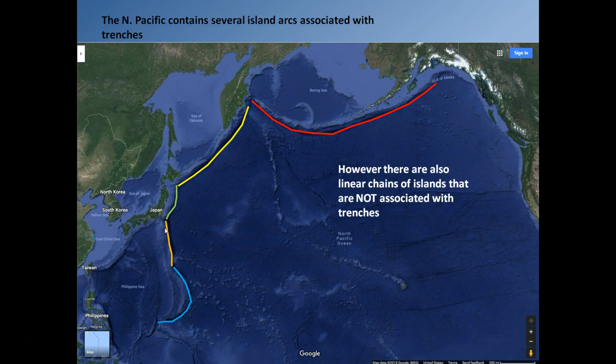We should also, of course, remember, as we discussed earlier, there are these chains of linear volcanic islands, and those are related to hotspots. So that's the Hawaiian chain and the Emperor Seamount chain.